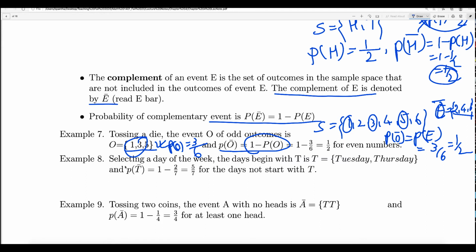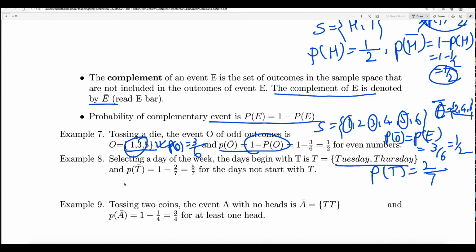Look at example 8. Selecting a day of the week, the days that begin with T are Tuesday and Thursday. So the days that do not begin with T will be probability of T bar, that is 1 minus 2 over 7, because there are 2 days that start with T and the total number of days is 7, so probability of T is 2 over 7. So probability of complement of T is 1 minus 2 over 7, 5 over 7.